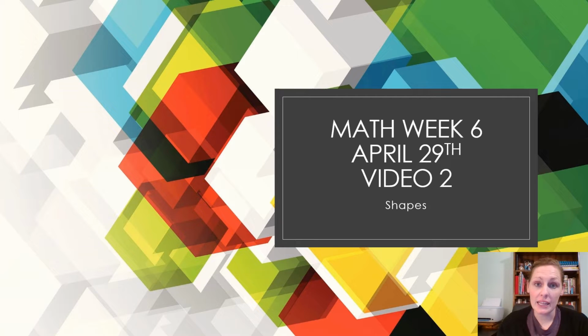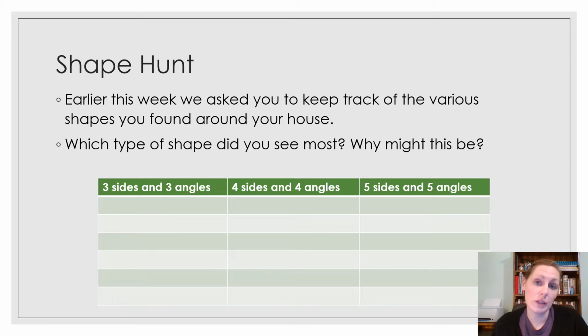So on Monday, I introduced you to some of the attributes of shapes and went over key terms like side, angle, and vertex, or vertices if we're talking about more than one. Then I asked you to go around your house and do a shape hunt. You should have had a chart that looks something like this, and you drew and labeled the different shapes you saw.